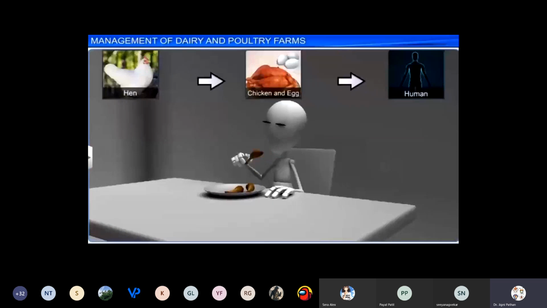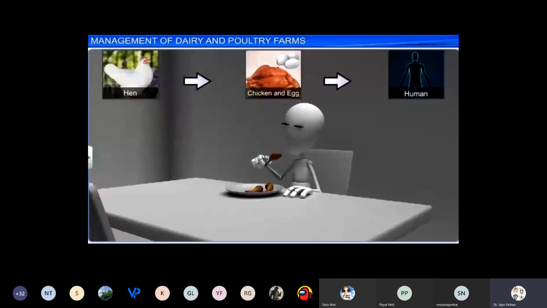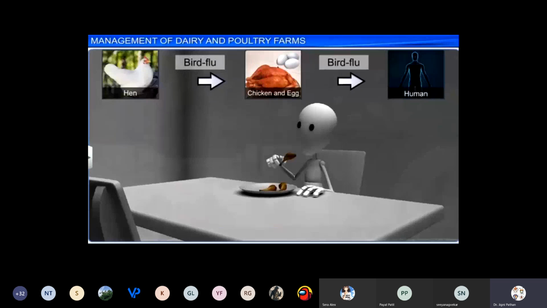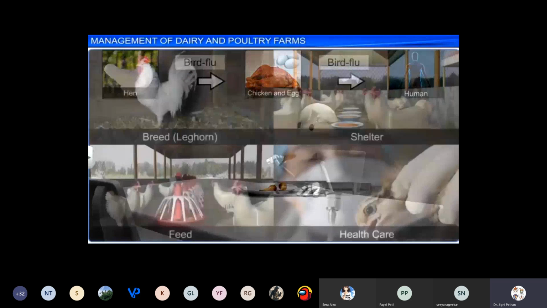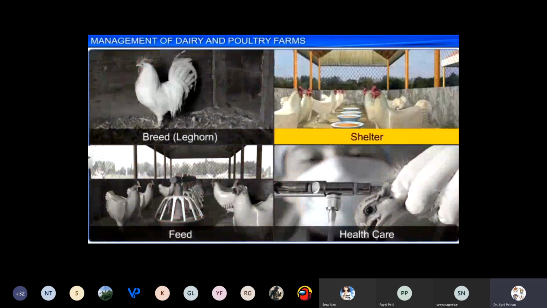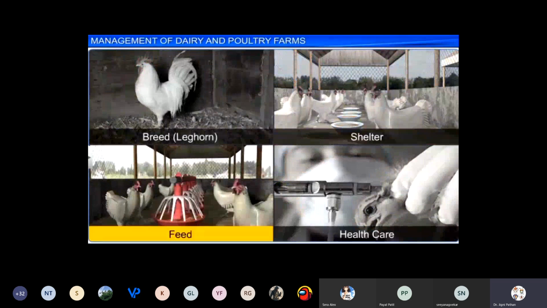Like milk, chicken and eggs are also consumed by human beings, which is how bird diseases can spread to human beings as well. However, ensuring proper hygienic shelter for the birds is important, as disease is very common. If the chickens receive nutritious feed and regular healthcare, along with good quality breed selection, there is an increase in chicken and egg production.